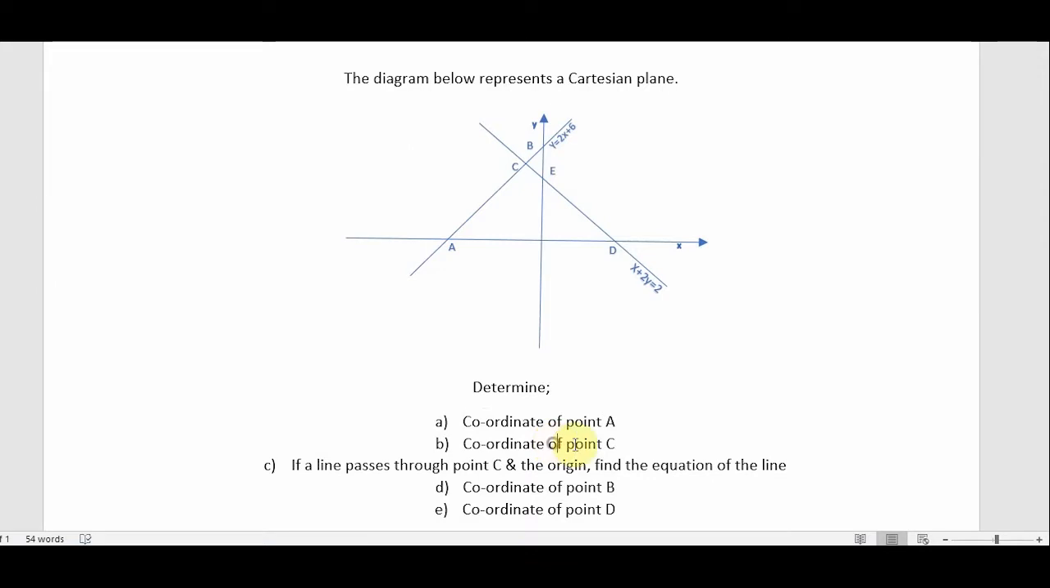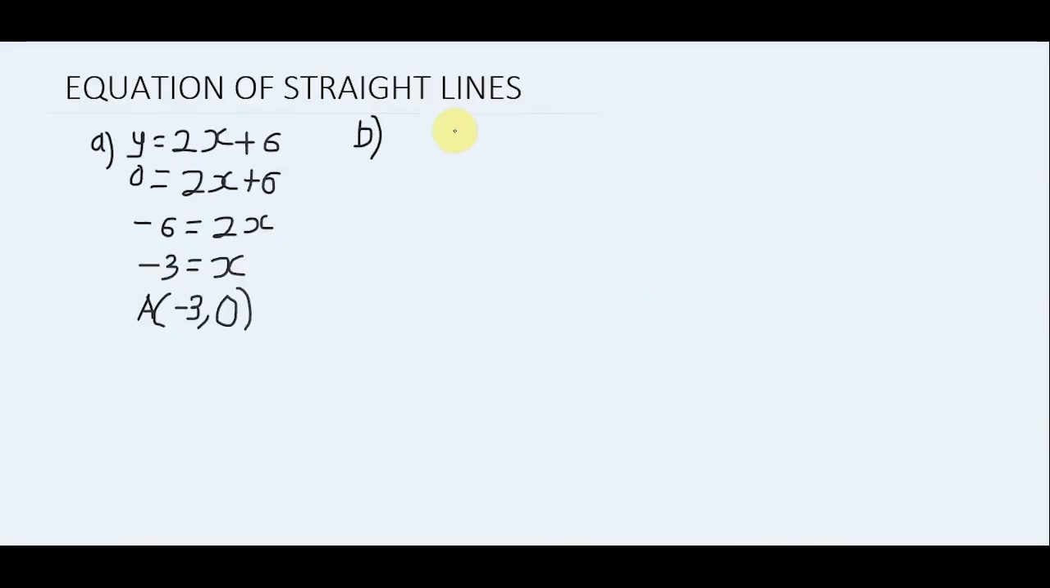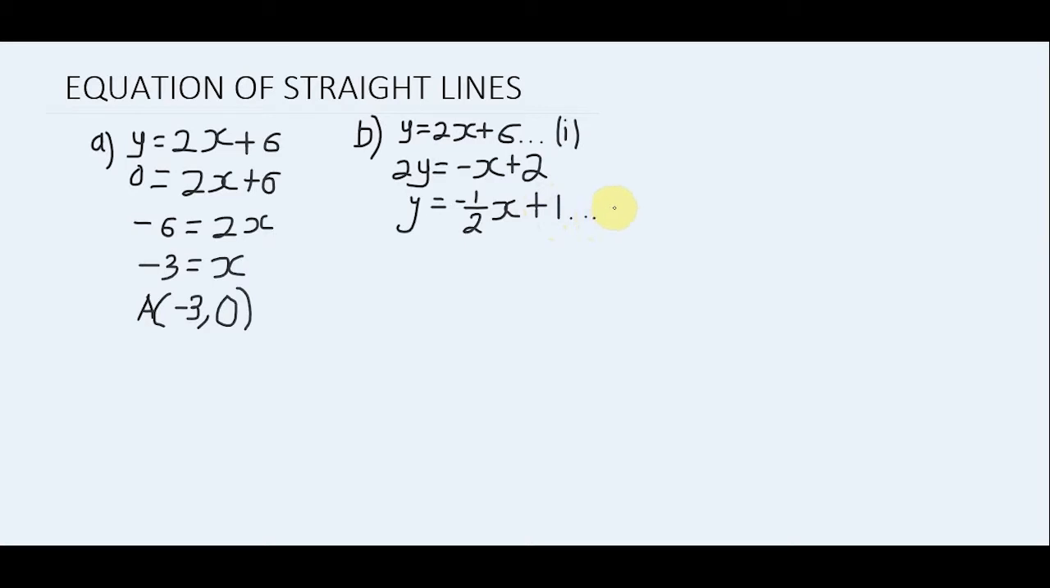Now going to part B, the coordinate of point C. Point C is the intersection between two lines: y is equal to 2x plus 6 and x plus 2y is equal to 2. Writing both equations, y is equal to 2x plus 6 will be our first equation. Because we have two equations, we shall solve them simultaneously. So 2y is equal to negative x plus 2, after taking negative x to the other side. Now y is equal to negative a half x plus 1 after dividing both sides by 2. This will be our second equation.